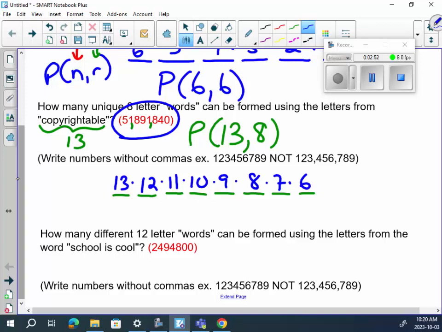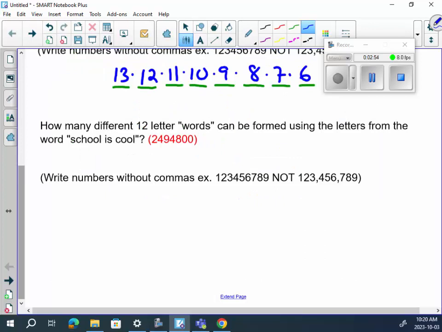Continuing on, how many different 12-letter words can be formed using the letters from school is cool? So this is section 1.3. It actually says on the quiz that it's words with duplication. So the big thing is the duplication stuff. When we have duplication, I'm going to run out of room. When we have duplication, ignore the duplication initially and solve the problem as if there were no duplication.